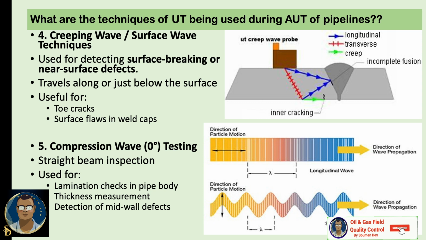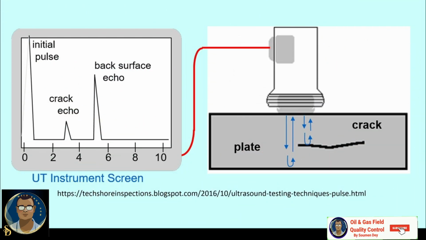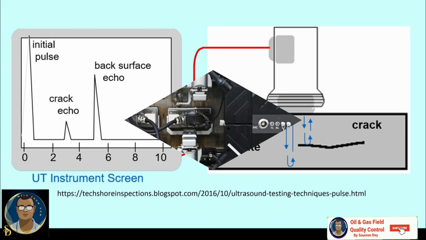Then there are one or two little bit unpopular techniques which I am telling you now. Creeping wave or surface wave technique used for detecting surface breaking or near surface defects. Travels along or just below the surface, useful for toe cracks, surface flaws and weld cap. Then composite wave testing, straight beam inspection used for lamination check in pipe body, thickness measurement, detection of mid-wall defects.